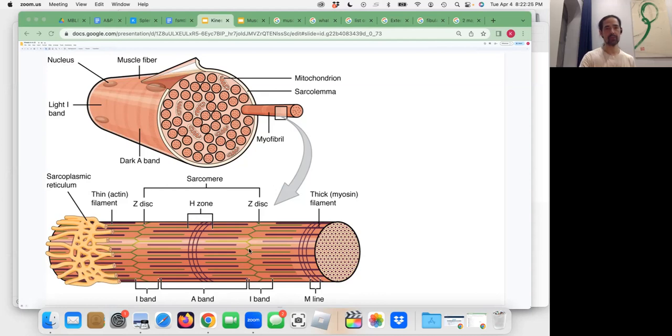But know that the Z disks, I think they're also called Z lines, are the ends of the sarcomere that get pulled towards each other when the myosin and the actin start to slide past each other. And that myosin and actin slide past each other because the myosin is pulling the actin.